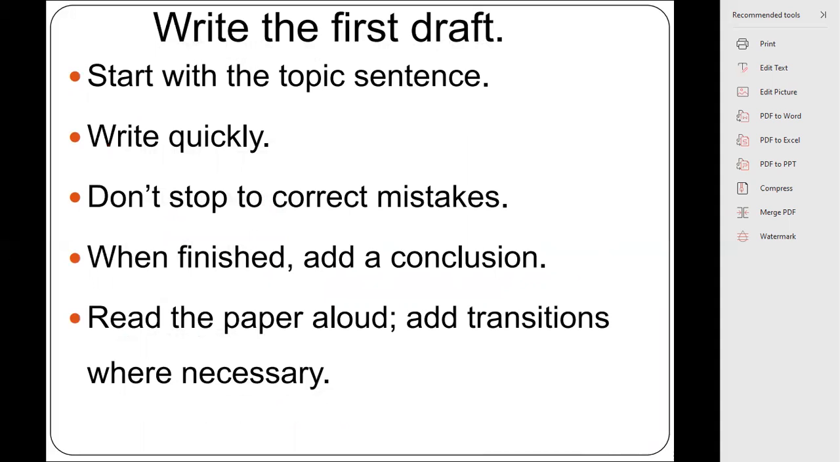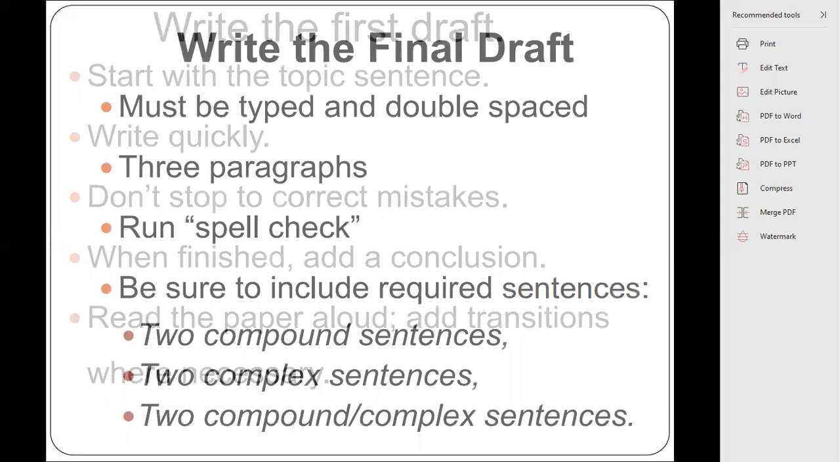Okay, how do you write the first draft? You start with the topic sentence, which is the main idea of your paragraph, and you try to write quickly. First of all, you don't stop to correct mistakes at first. When finished, add a conclusion. Read the paper aloud, add transitions where necessary. That's where you do your editing.